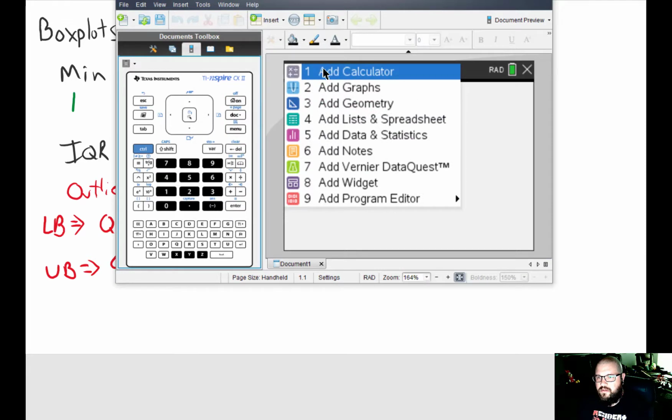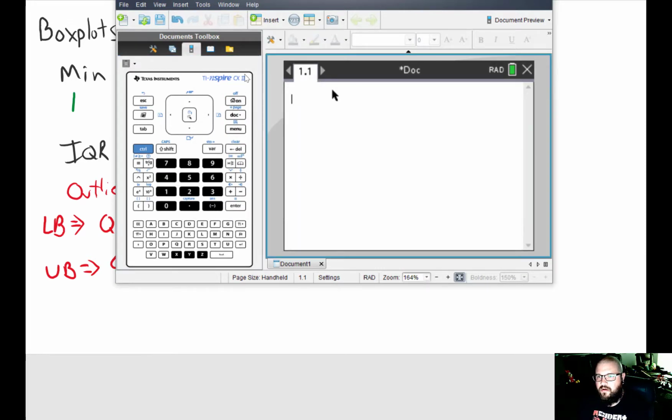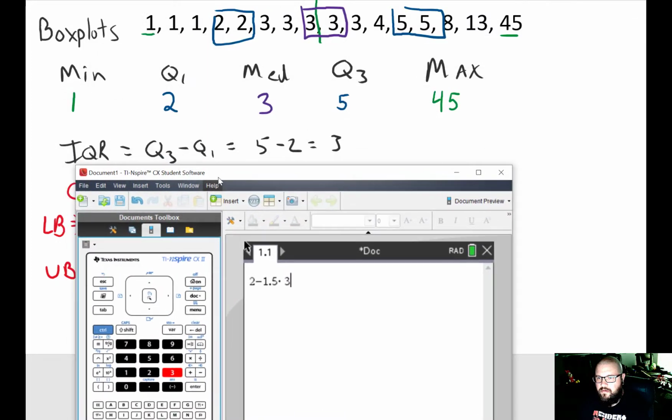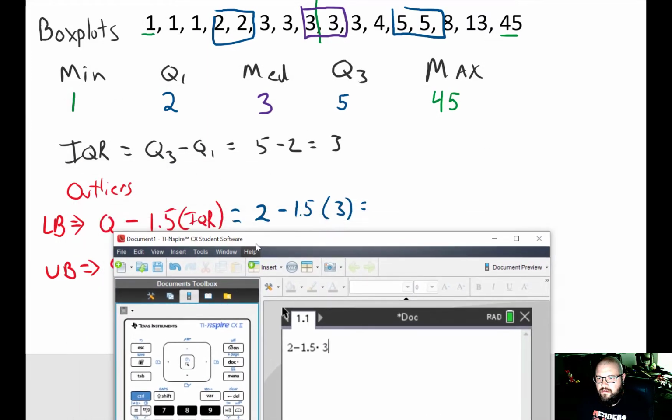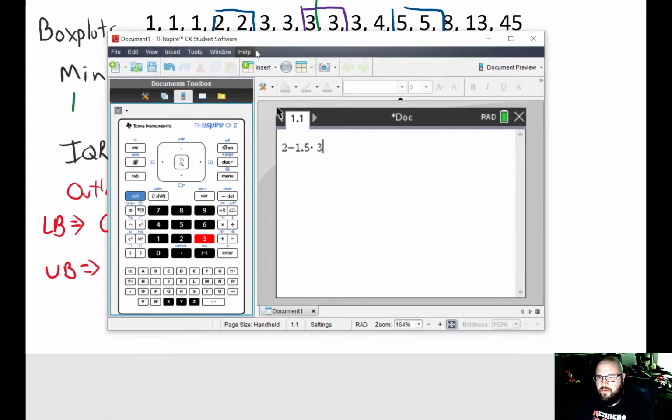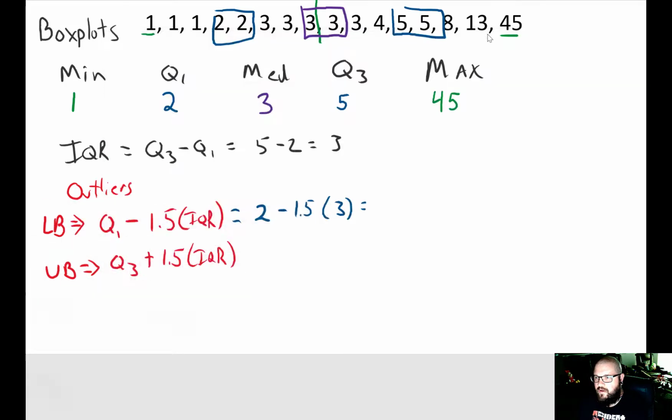Alright, so with this, let's go ahead and open up the calculator here. So we had 2 minus 1.5 times 3, correct? Yes. Make sure I put it in there, right? Okay, so this should give us a negative 2.5. So negative 2.5.